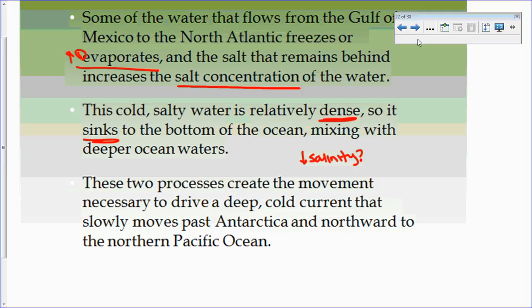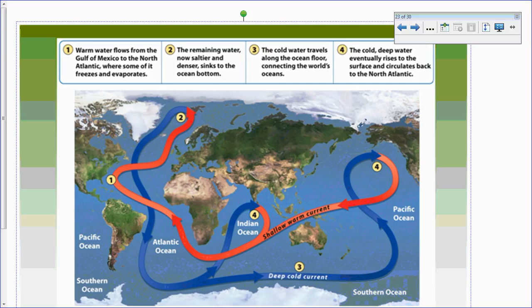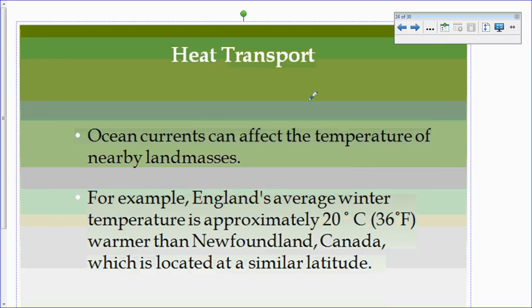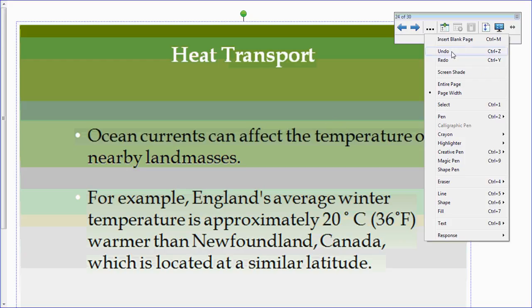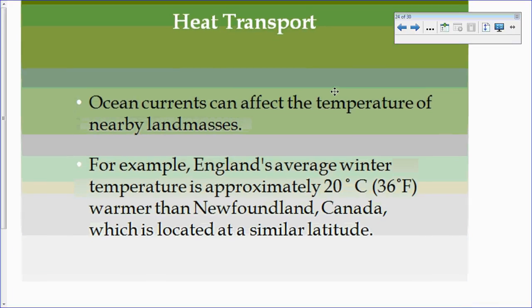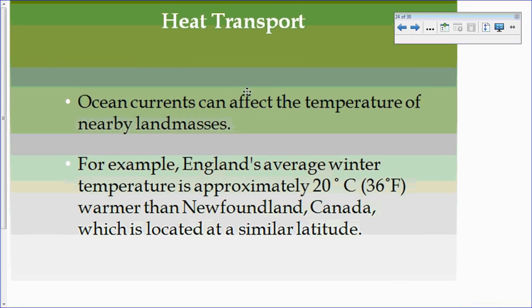So look what's going to happen here. So here's the mixing of surface and deep waters for salinity, right? The answer to that other question was you're not going to have sinking, right? That's the short answer. I was kind of waiting for a more dramatic answer, but that's pretty much it. The heat transport.